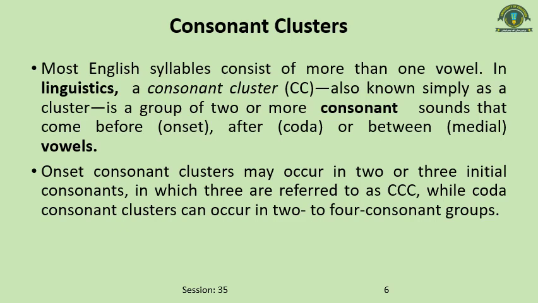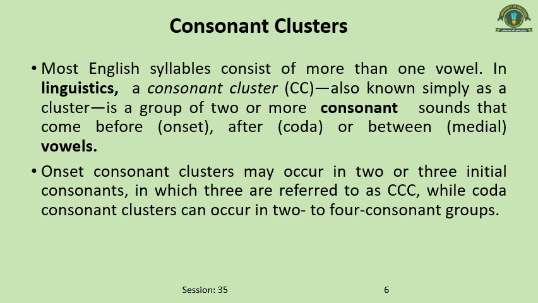If it comes before a vowel, it is called onset. If it comes after a vowel, it is called coda. And if it is in between, it is called medial. I've given the terms, but for your convenience, I'm saying before, after, and between. So a consonant cluster is a group of two or more consonant sounds that come before, after, or between vowels. That's very important to understand.